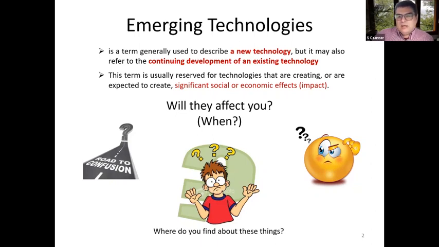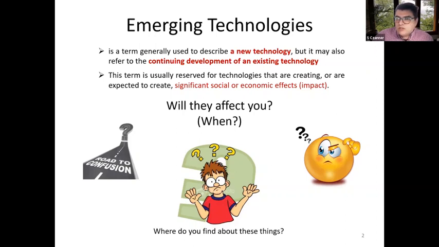Now, not only technologies like electronics, but for example, when social networks were created, that's emerging technologies based on some really nice web design. So that was a really good impact. So the question will be, will the emerging technologies affect me or affect you? If so, when? Where do we find out about those things? I'll try to answer those questions during my short talk.